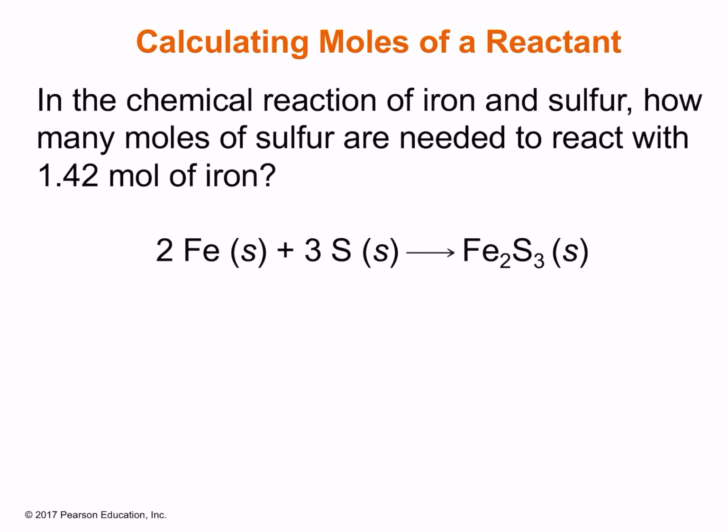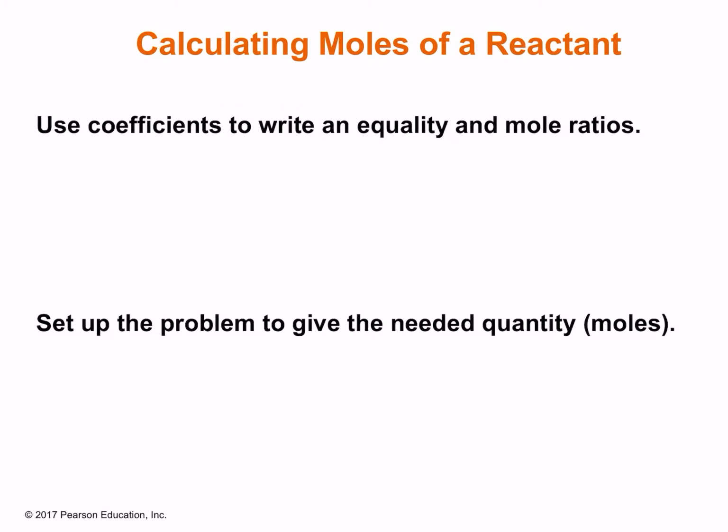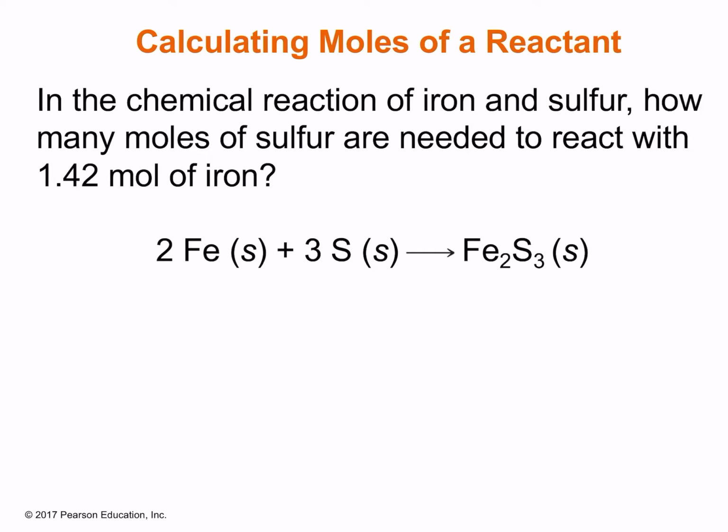So here's how it goes. This is a typical problem. In the chemical reaction of iron and sulfur, how many moles of sulfur are needed to react with 1.42 moles of iron? This is our balanced chemical equation, with iron and sulfur making iron sulfide. Our first step is to use our coefficients to write an equality of mole ratios. I'm going to write this on the next page.